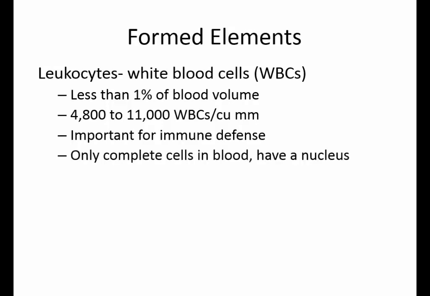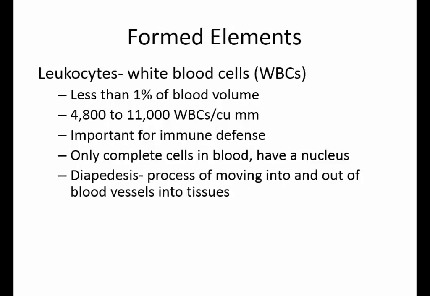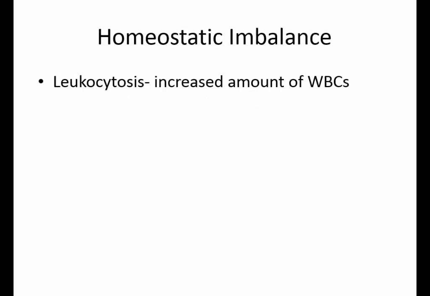These are the only cells in the blood that are actually complete cells. They have a nucleus, they have organelles, and they are metabolically active. White blood cells have the ability to leave the circulation and move into the tissues. This ability to leave the circulation is called diapedesis. Leukocytosis is a condition where there are an increased number of white blood cells. We see this, for example, whenever there's an infection. The white blood cells increase in number to help fight off the infection.